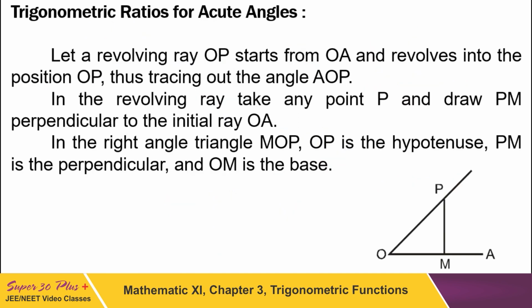Students, now we are going to understand trigonometric ratios for an acute angle. Let a revolving ray OP start from OA and revolve into position OP, thus tracing out the angle AOP. In the revolving ray, take any point P and draw a perpendicular PM to the initial ray OA. In the right angle triangle MOP, OP is the hypotenuse, PM is the perpendicular and OM is the base.